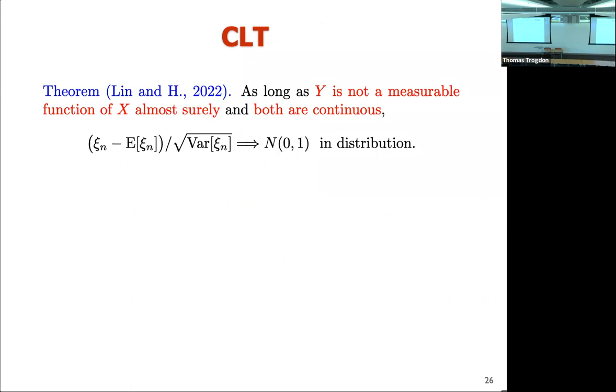So our paper shows that as long as y is not a measurable function of x, that is the perfect dependence case, and both y and x are continuous, so x could not be absolutely continuous, just continuous. That means the CDF is a continuous function. Then you have weak convergence to normal.